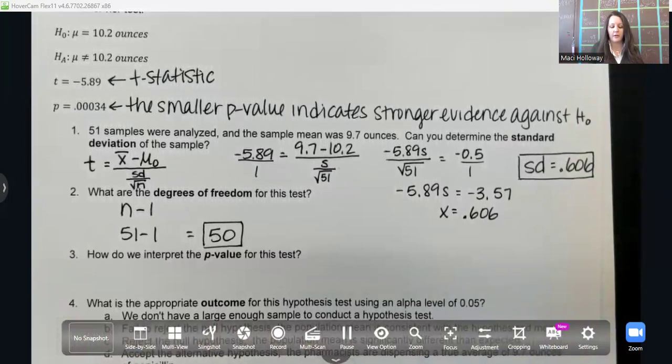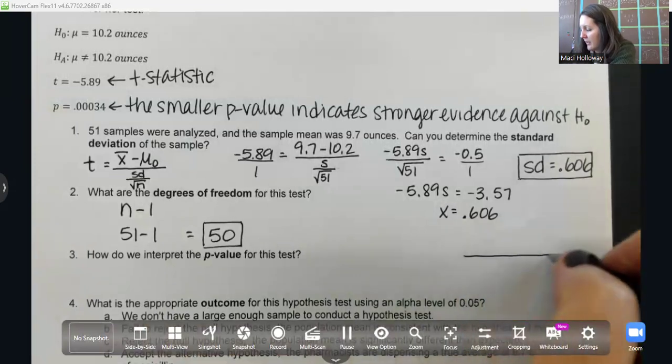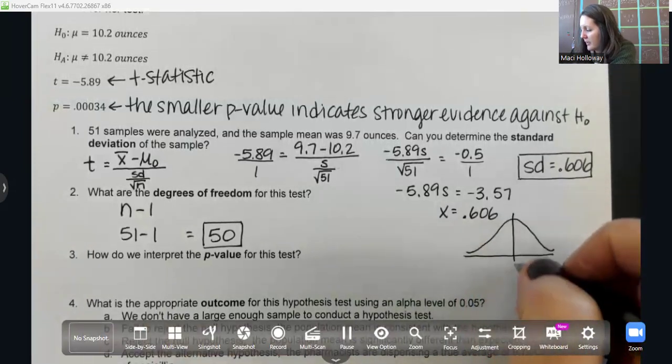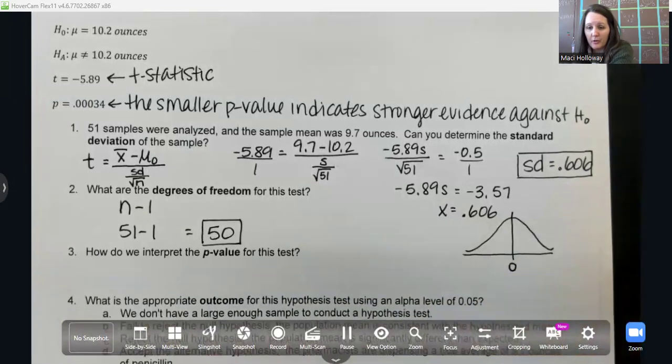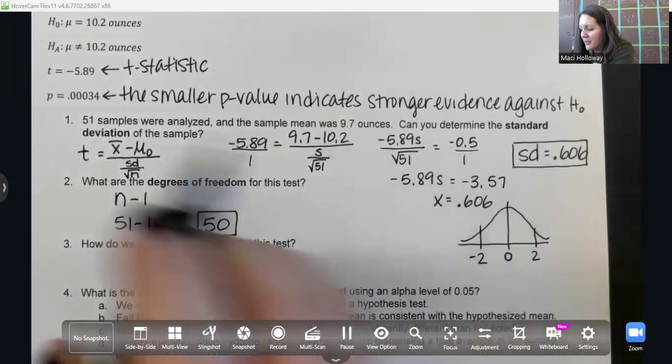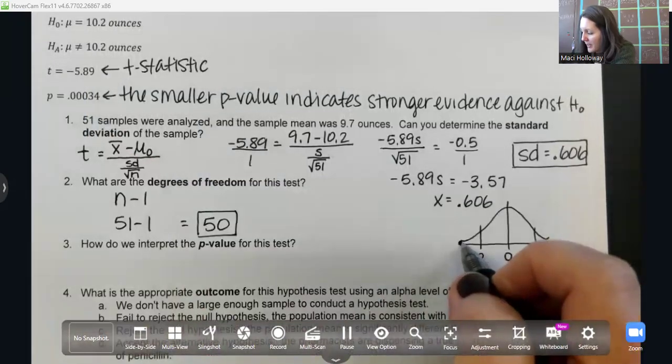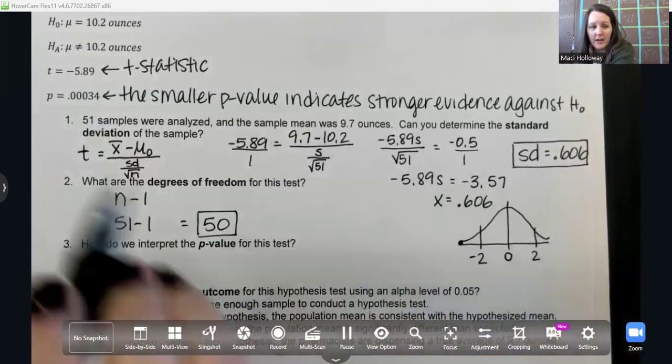then my t critical value, let me get my t chart out here. My t critical value is whatever's closest to 50. So let's say it's 2, right? So if our t critical value is 2, look at our t statistic. It's negative 5.89. So that's saying that if this is my 0, my mean, and it's plus 2 and minus 2, where does this t statistic fall? It falls at negative 5.89. That's way down here.